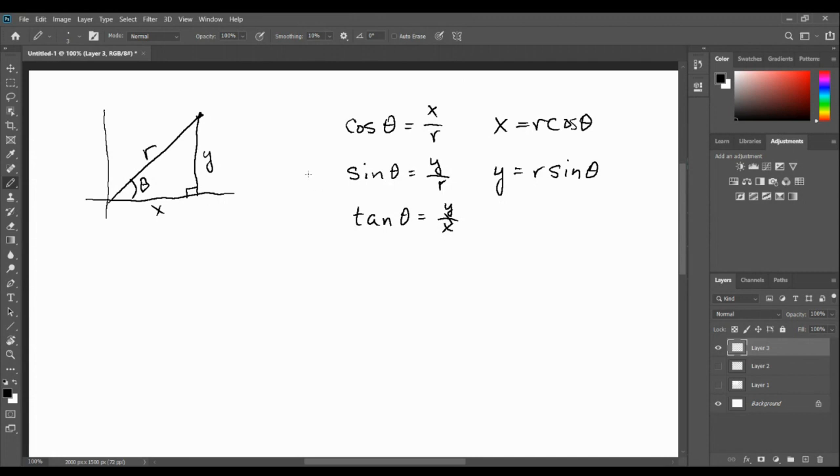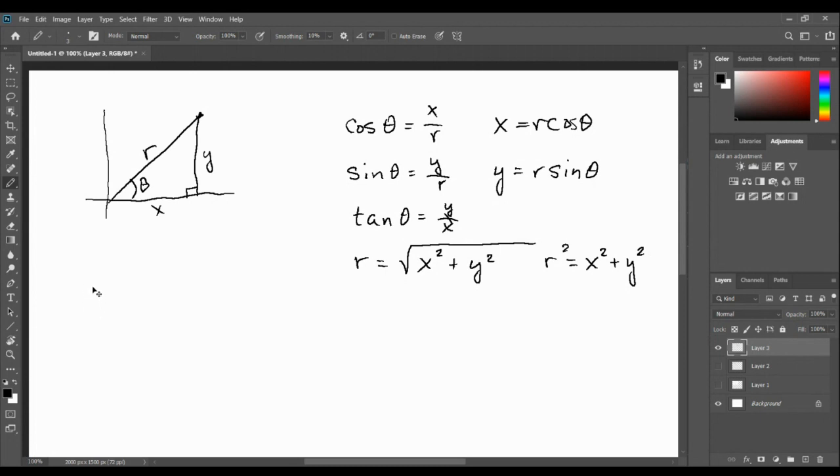We also know that Pythagorean theorem would suggest that r equals the square root of x squared plus y squared. We could also say that r squared equals x squared plus y squared. Again, Pythagorean theorem. We've used all of these before. Now we're going to use those when converting from rectangular to polar coordinates. So let's see what I'm talking about when I say that.